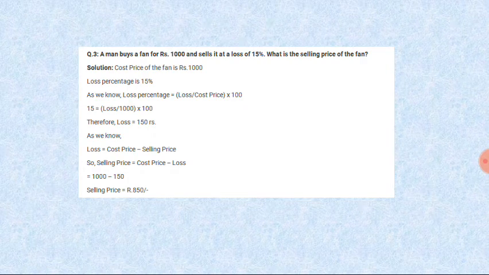A man buys a van for rupees 1000 and sells it at a loss of 15%. What is the selling price of the van? The cost price of the van is 1000. Loss percentage is 15%. Loss percentage is loss by cost price into 100. Loss by 1000 into 100. So 0 cancel. We get a value 150 rupees. Loss is equal to cost price minus selling price. So selling price is equal to cost price minus loss. So SP is equal to cost price value 1000 minus loss 150. So selling price is rupees 850.